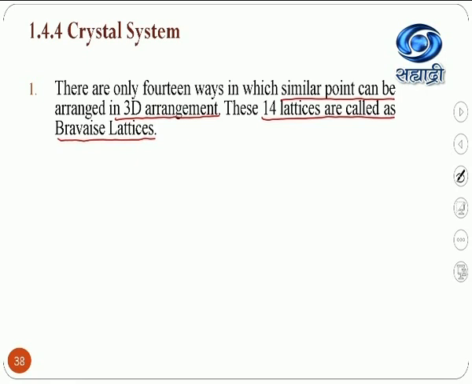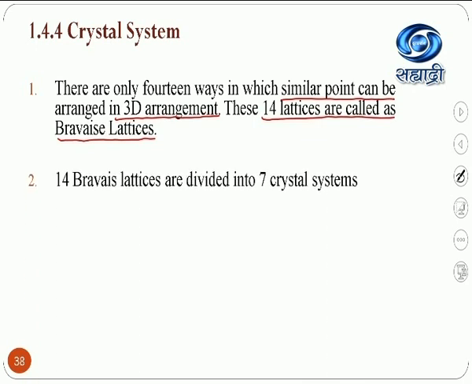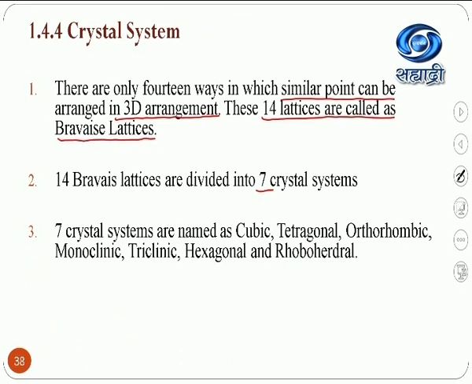So what are the different ways of arranging the constituent particles? That arrangement we will discuss. There are 14 different ways by which you can arrange the constituent particles, and these ways of arrangement are called Bravais lattices. These 14 Bravais lattices are classified into 7 crystal systems. The 7 crystal systems are cubic, tetragonal, orthorhombic, monoclinic, triclinic, hexagonal, and rhombohedral.